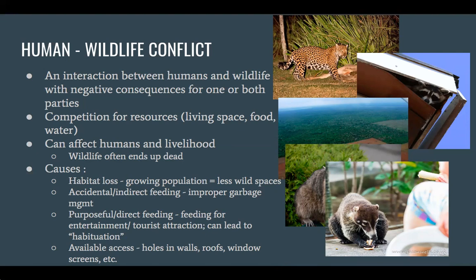And habituation is when a wild animal becomes accustomed to humans and loses their fear of them, and it can lead to the animals attacking unsuspecting humans for food that they get used to receiving from us humans. And again, available access through the holes in our walls, in our roofs, or through window screens that are torn, or over fences that are too low or that have holes in them, or some animals even burrow under the fences to get into our yards or under our houses.